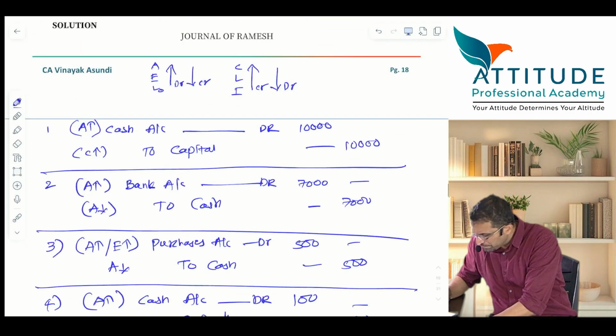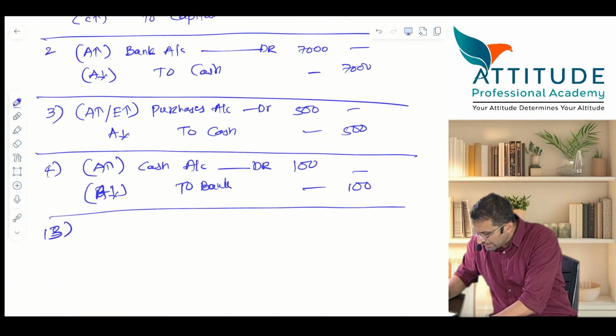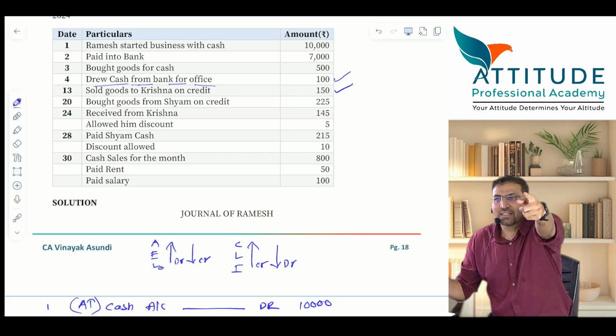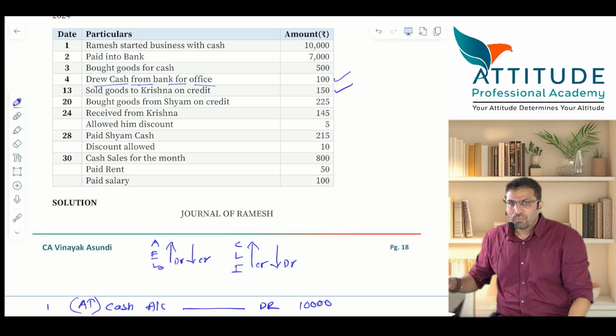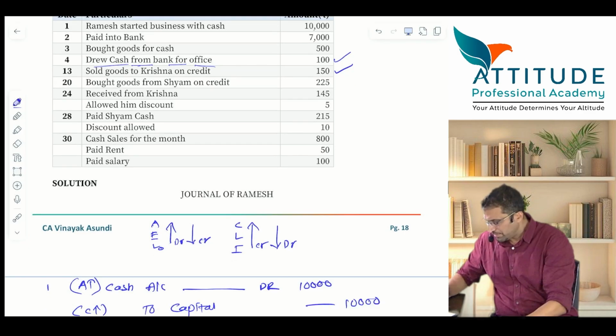Let's go. 5th one. Okay. 13th is the date. What is on the 13th? Tell me. Sold goods to Krishna on credit. You have sold goods to Krishna on credit. Did you get anything? You didn't get cash, but what did you get? A promise. You are going to receive.